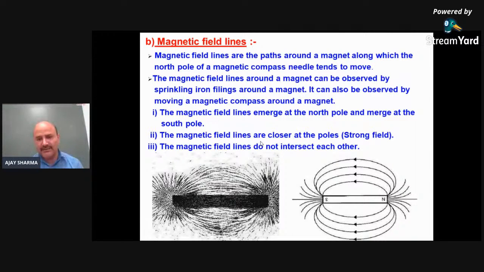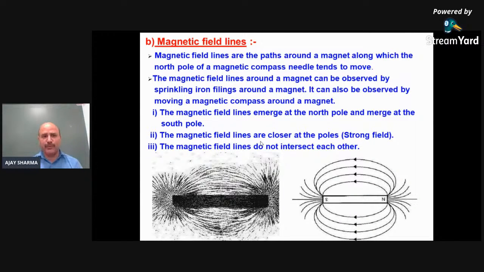This is very, very important. There are some questions also which are asked in examination related to the magnetic field lines. Let me take the first property, that is magnetic field lines emerge at the north pole and merge at the south pole, which is the first point.